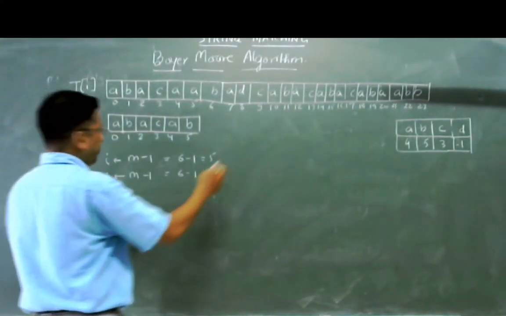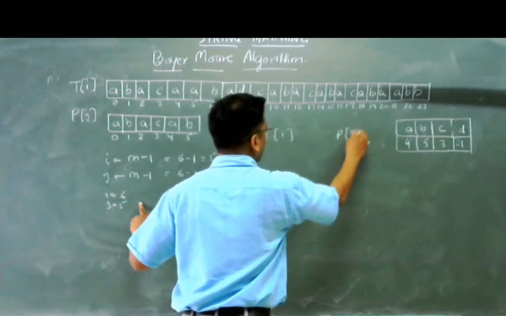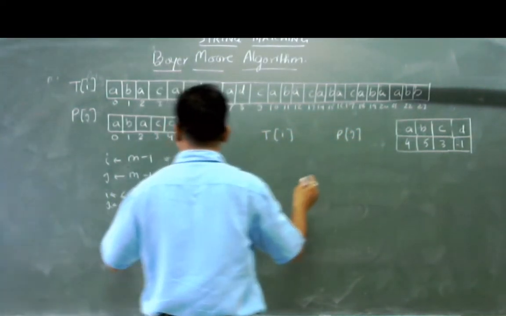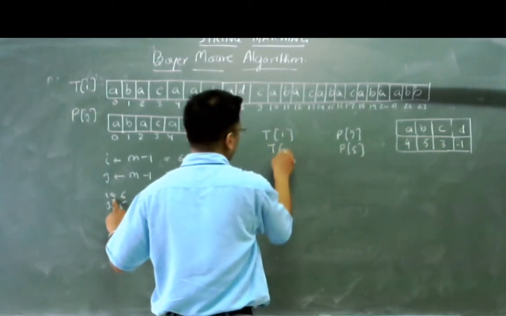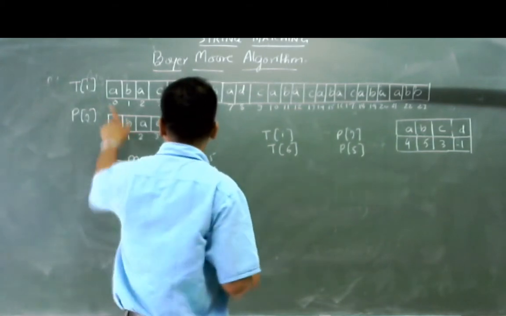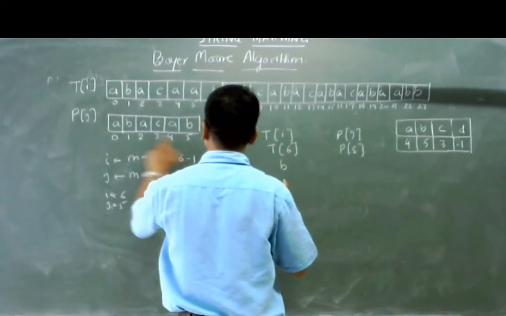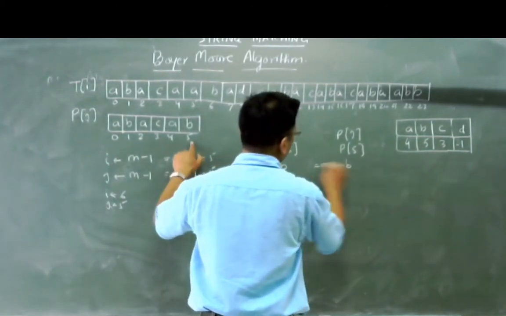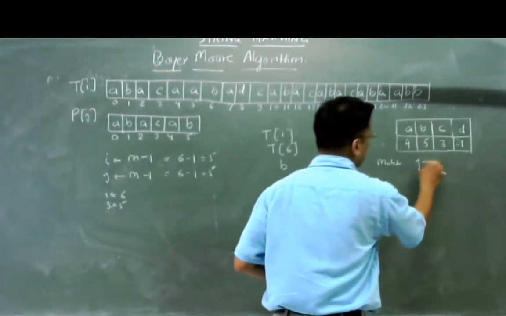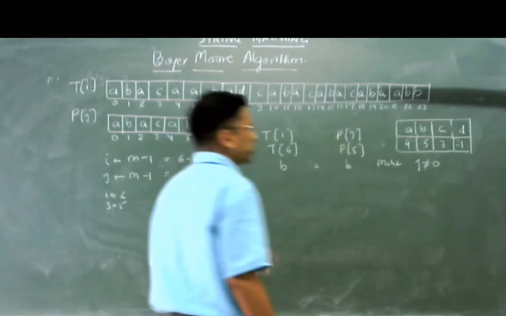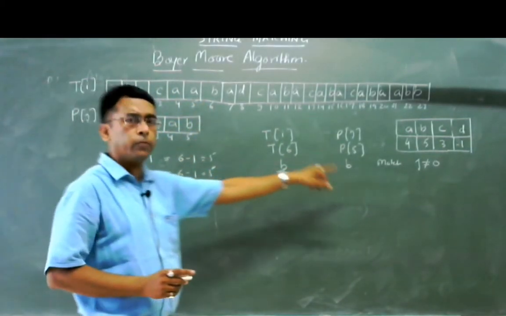Now we shall again compare the Ti with Pj. J is equal to 5, P5, and Ti is equal to T6. T6 is equal to B and P5 is equal to B. So match. But J is not equal to 0. So in this situation there is a match between these two elements, but J is not equal to 0.